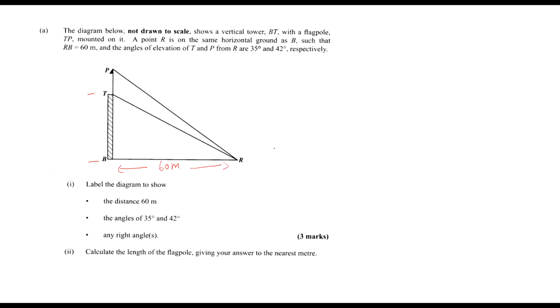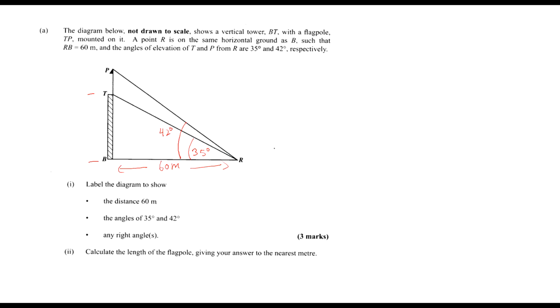The angles of elevation of T and P from R are 35 and 42 respectively. So the angle of elevation of T from R, that is this angle here, is 35 degrees. And the angle of elevation of P from R is 42. So this bigger angle here represents 42 degrees, right?